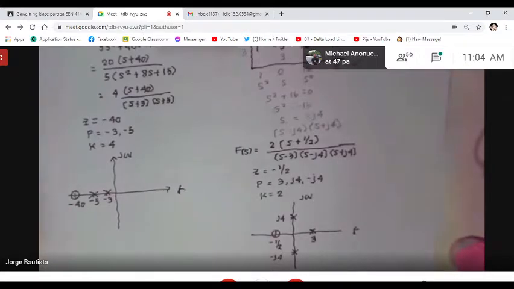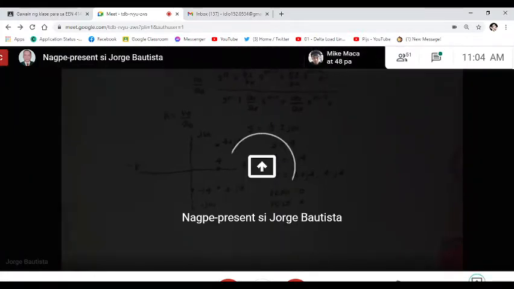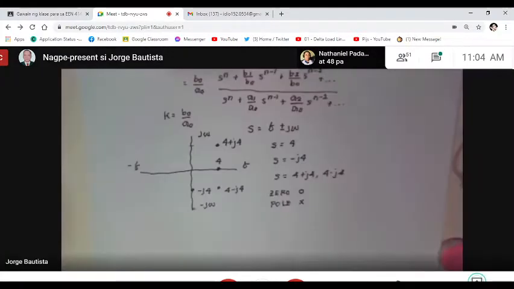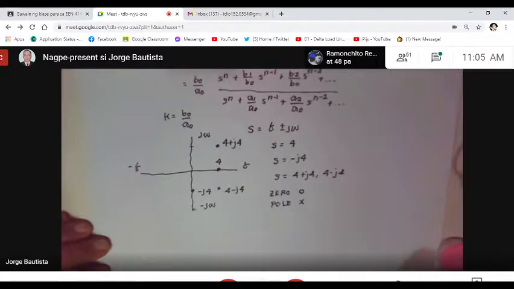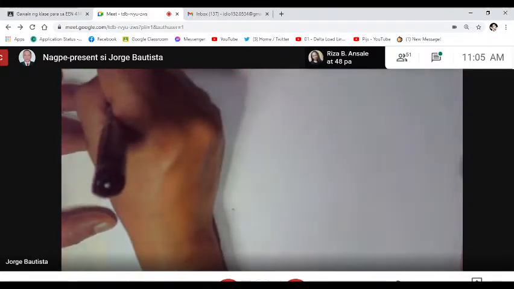Next, so may letter C pa yata yun. So, bilangan natin, letter C. A, B, C pala yun. Mali lang yung pagkakalagay. So, this one is capital letter C. Okay, so capital letter C, tingnan natin.